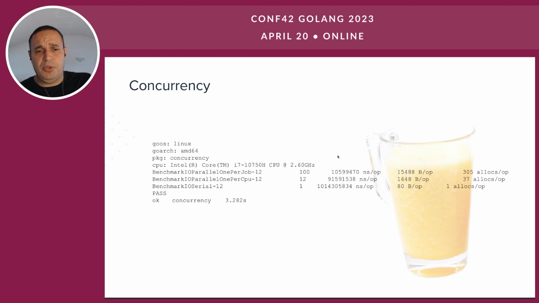In one per CPU, you have fewer allocations and a more or less acceptable result. It's slower, it's 10 times slower, but it still is way faster than executing that in a serial way. And in a serial way, it's 1 allocation only, but it's taking a lot of time. Multiple orders of magnitude slower than the per CPU.